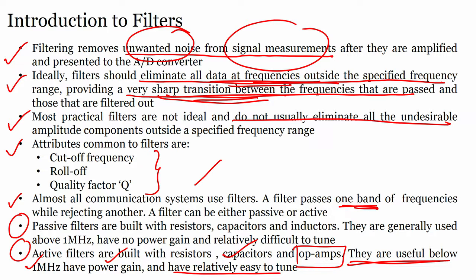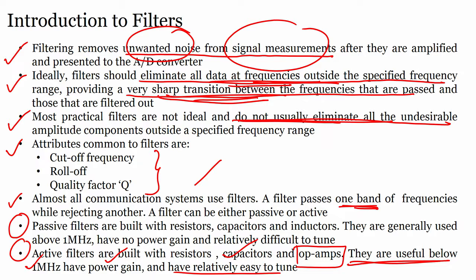Third, most practical filters are not ideal and do not usually eliminate all the undesirable frequencies. Fourth, there are 3 attributes common to all filters: cutoff, roll off, quality factor. Fifth, almost all communication systems use filters. Sixth, a filter passes one band of frequencies while rejecting another. Seventh, passive filters and active filters.